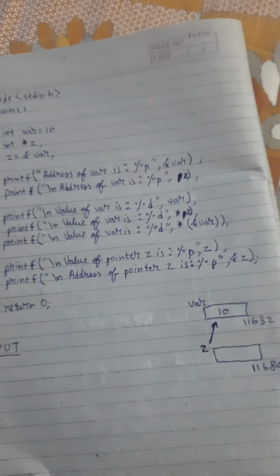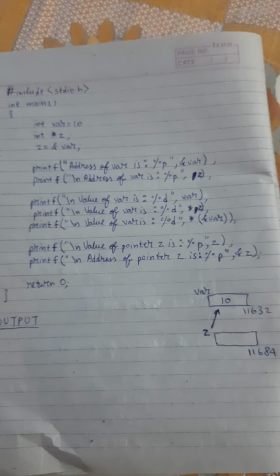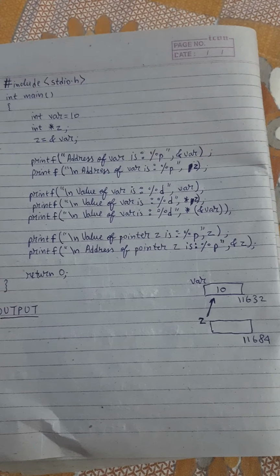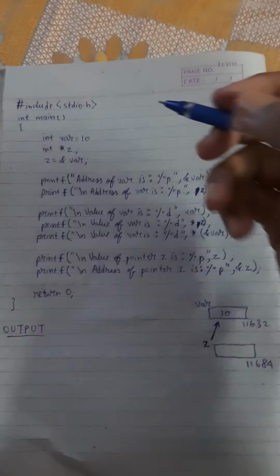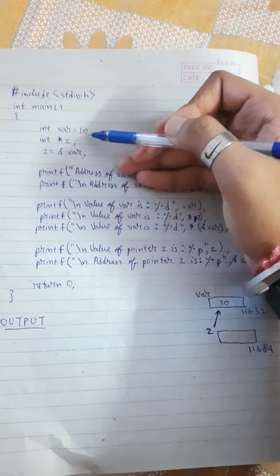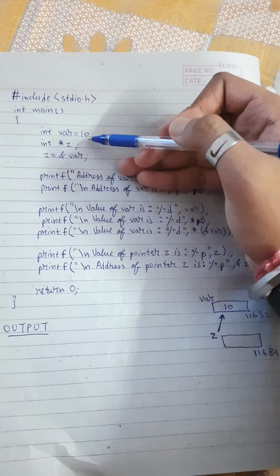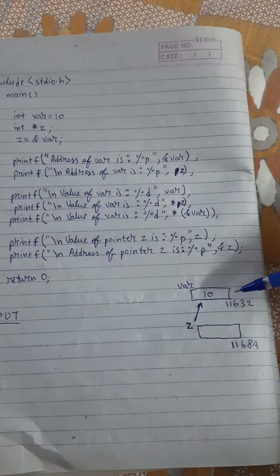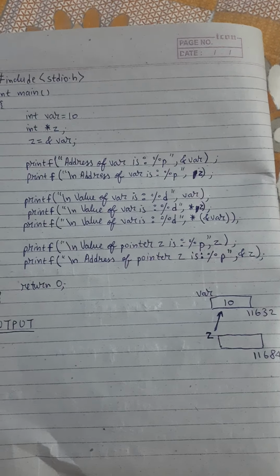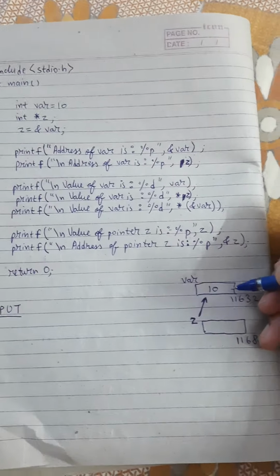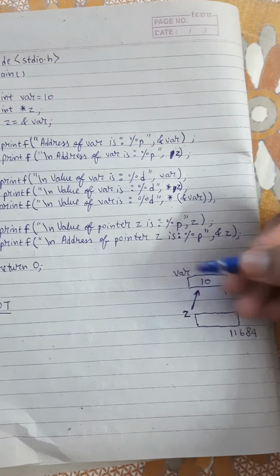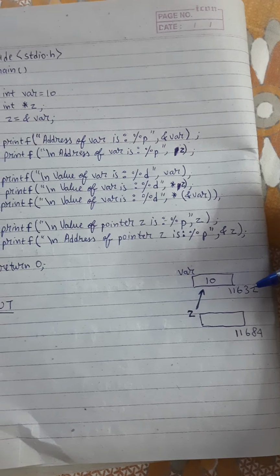All right, here is the example. It's a simple program in C. As you can see, there is a variable, the name is var, and it contains the value 10. Here is the diagram, and let's assume that this box, which is referred to by the variable name var, has an address of 11632.